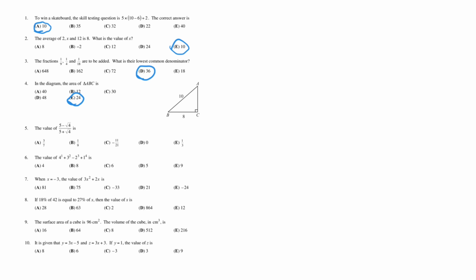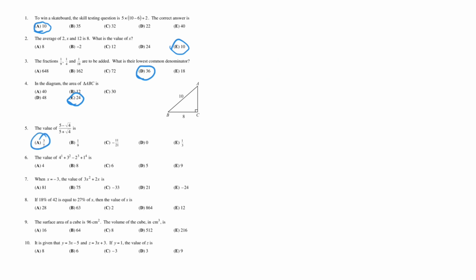Number 5. The value of 5 minus the square root of 4, over 5 plus the square root of 4, is? The numerator is 5 minus 2, and the denominator is 5 plus 2. So that's 3 over 7. Therefore, the answer to number 5 is A.